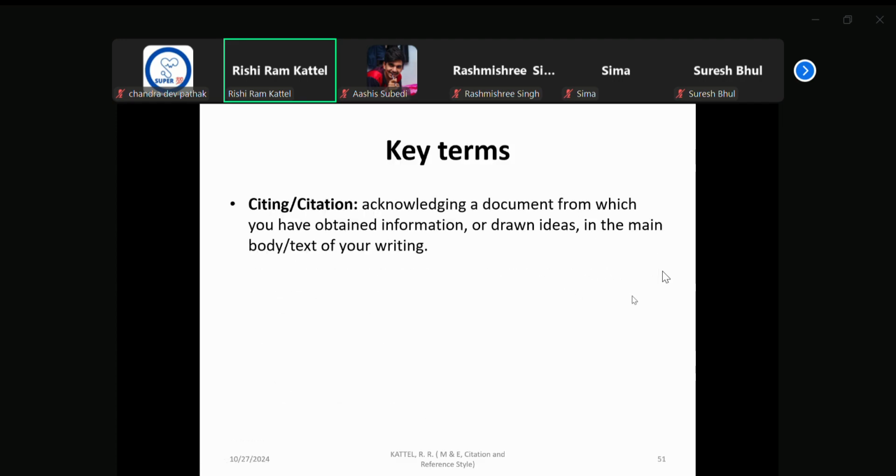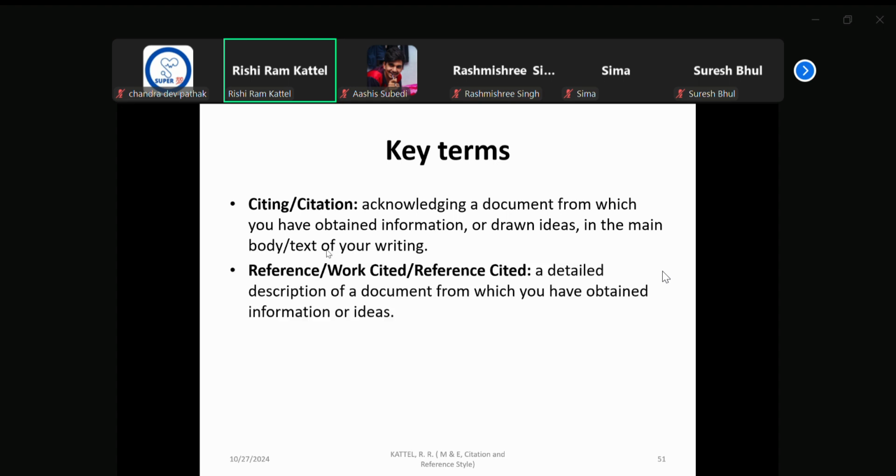The key term about literature review or referencing, citing or citation, it is the acknowledging a document from which you have obtained information or drawn ideas in the main body or text of your writing. This is called citing or citation. Acknowledge the document from which you have obtained information, drawing idea in the main body text of your writing.